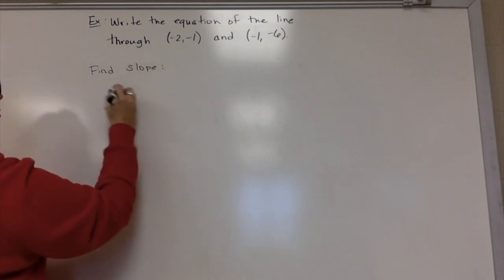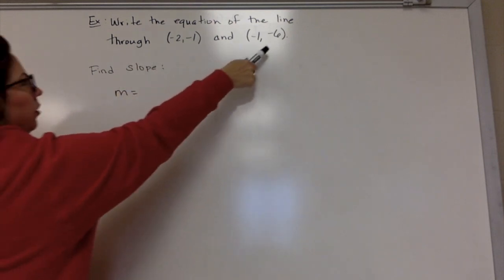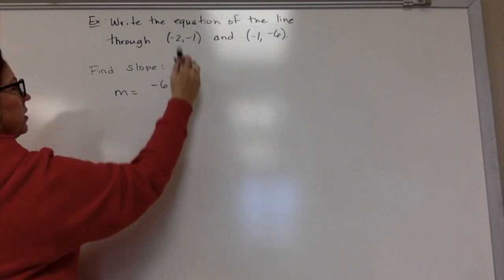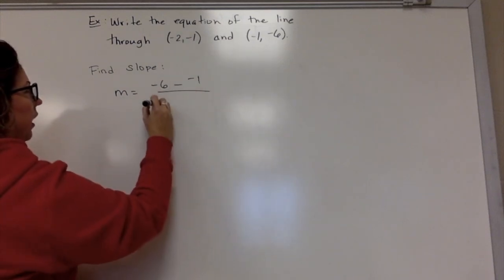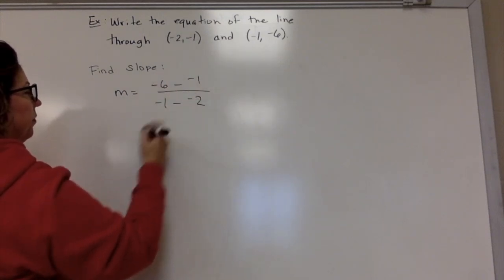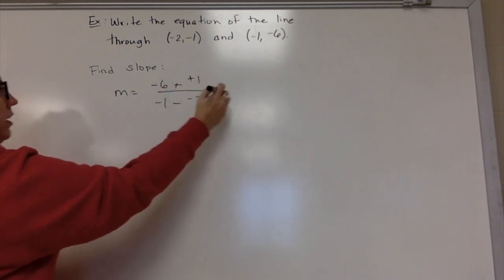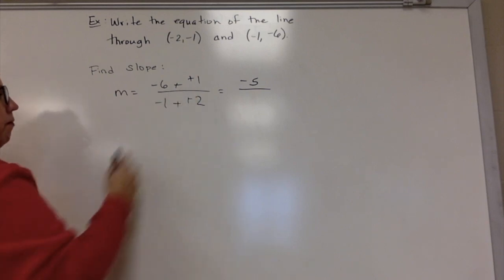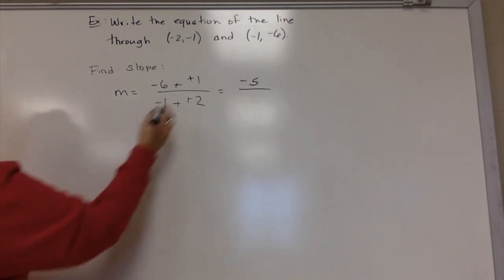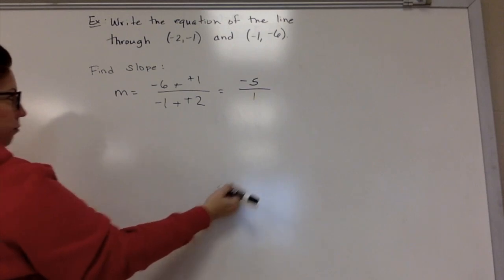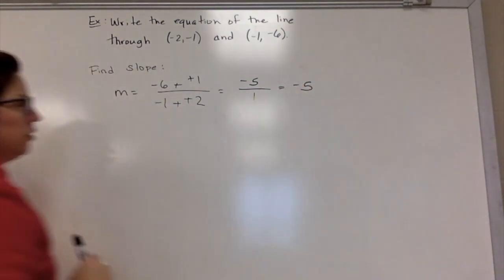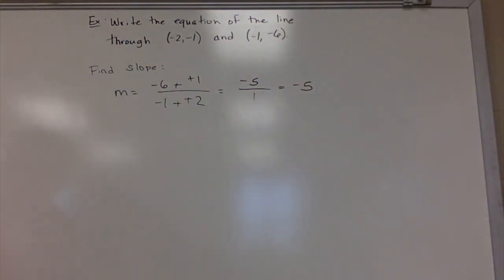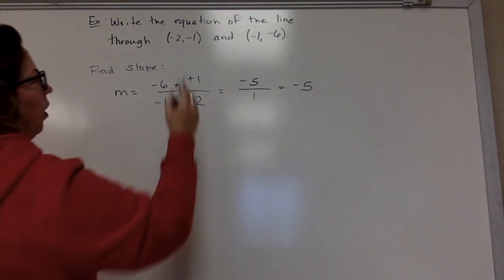is find the slope. So we'll start with, I'm going to do -6 minus -1 over -1 minus -2, or -6 plus 1, which is -5, and -1 minus -2, which is -1 plus 2, which is +1. So we have a slope of -5. Now, to write the slope-intercept equation, we need to use the slope and one of the points.